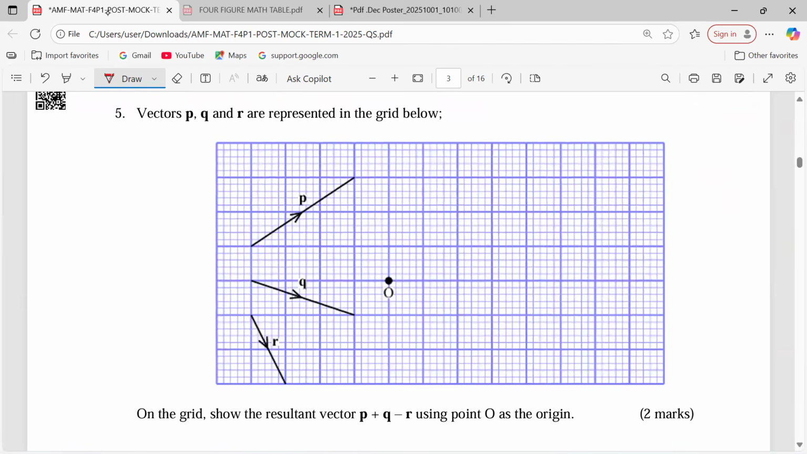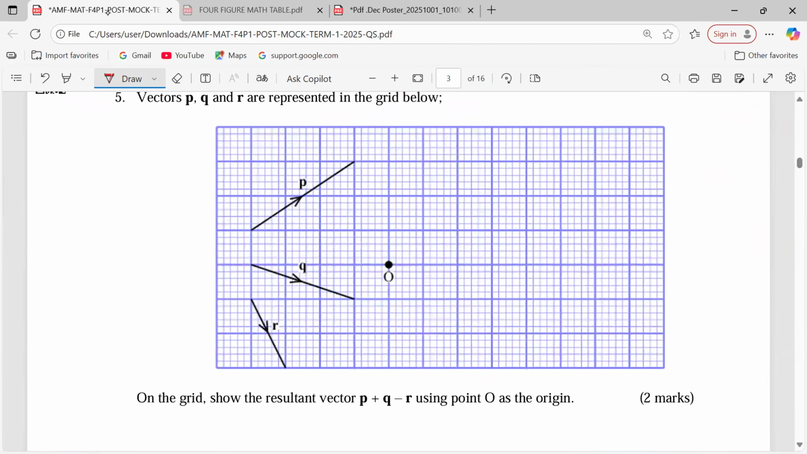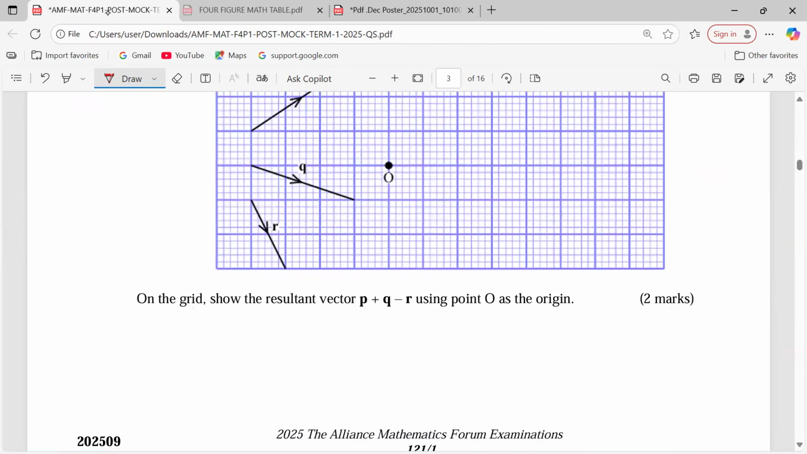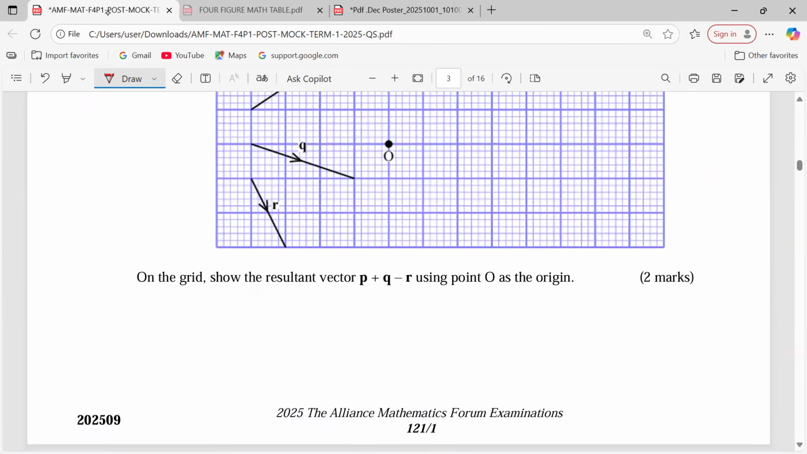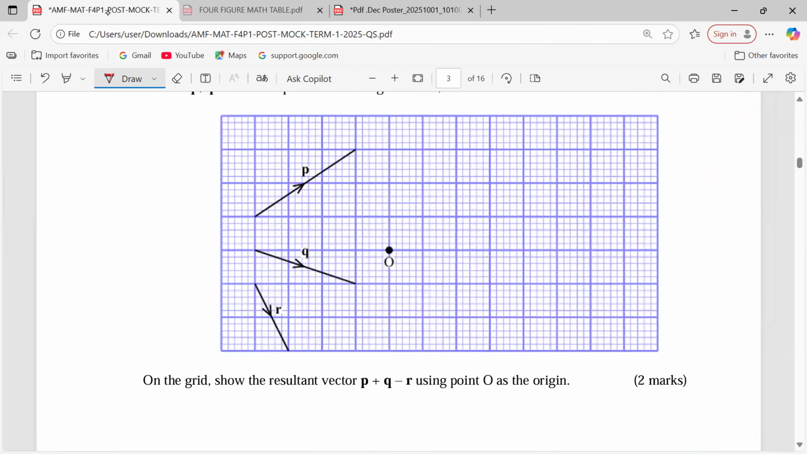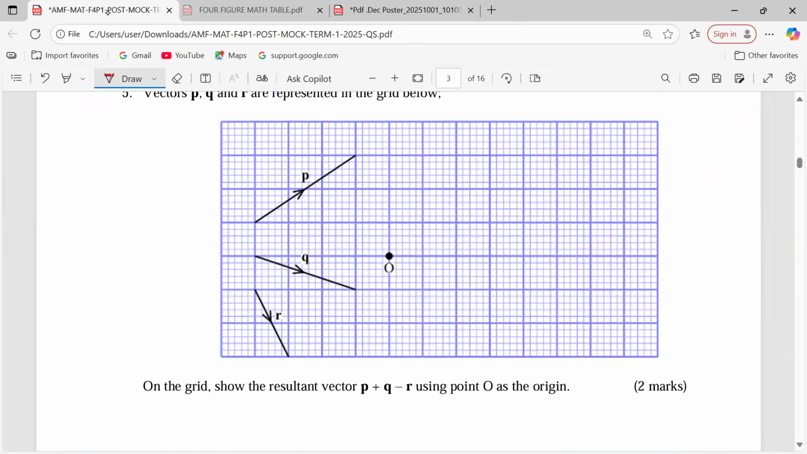Number 5. Now, vectors P, Q, and R are represented, and we can see them. P, Q, and R. On the grid, show the resultant vector P plus Q minus R using point O as the origin. So from point O, we first draw P. P is 3 across and 2 upwards. That's P. Vector P, drawn like that.